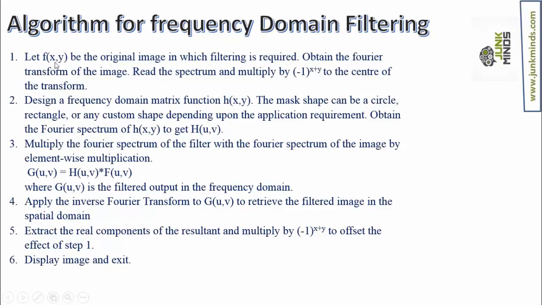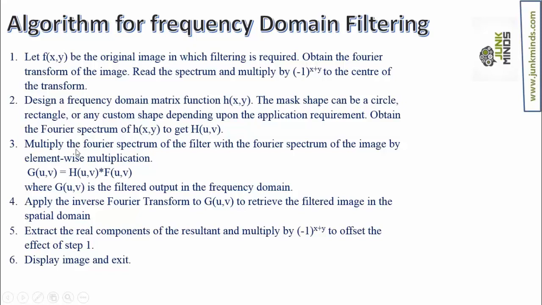Let's consider f(x,y) to be the original image in which frequency filtering is required, and then we obtain the Fourier transform of the image. Then we multiply the image by (-1)^(x+y), where x and y are the coordinates, to center the transform. Then we design a frequency domain matrix function, h(x,y), which is basically like a mask. The shape of the mask can be a circle, rectangle or any shape depending upon the requirement of your application. Then we obtain the Fourier spectrum of h(x,y) to get H(u,v).